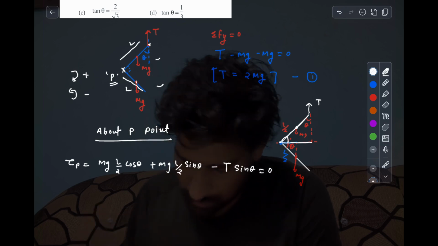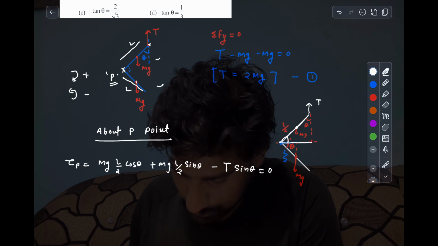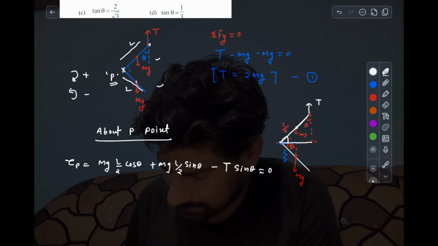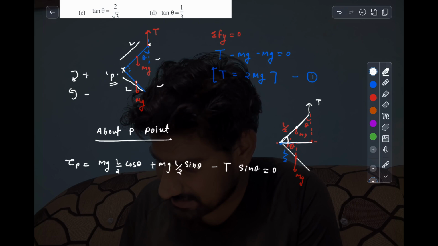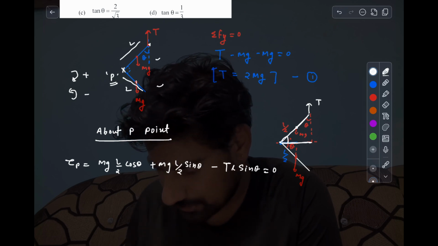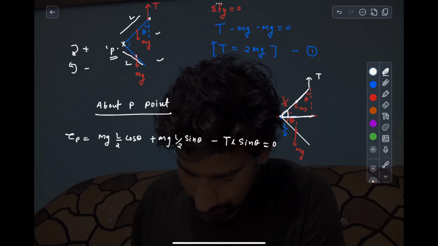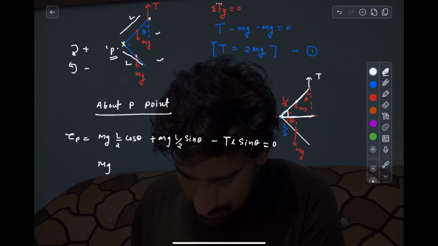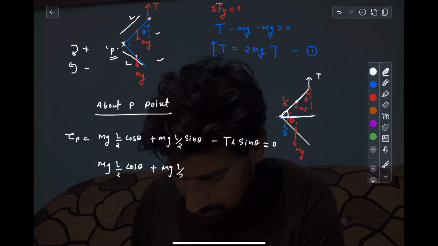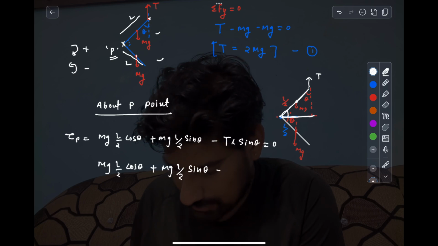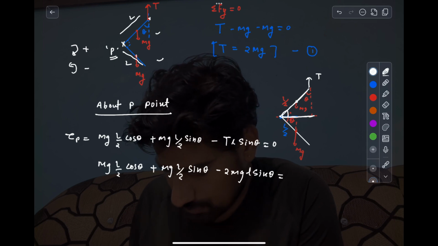equals to 0. Okay, now T is equal to 2 mg. Let us place the value here. We have missed L. So there is L because the perpendicular distance, this distance will become L sin theta. So here we are getting mg L by 2 cos theta plus mg L by 2 sin theta, and then minus 2 mg L sin theta equals to 0.